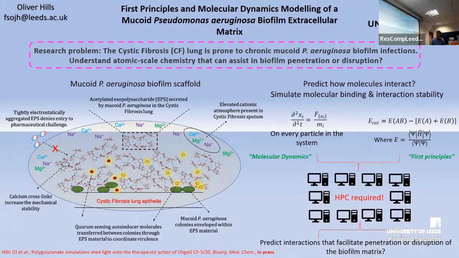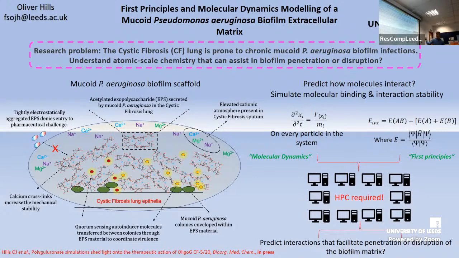But also, can we use simulation to unpick the molecular interactions that allow molecules to move through this matrix? So, for example, signaling molecules, which are these glowing little balls. Can we understand how signaling molecules pass between bacteria through the matrix, and then use that kind of information to develop new pharmaceutical agents that can penetrate the matrix and clear these infections in vivo?